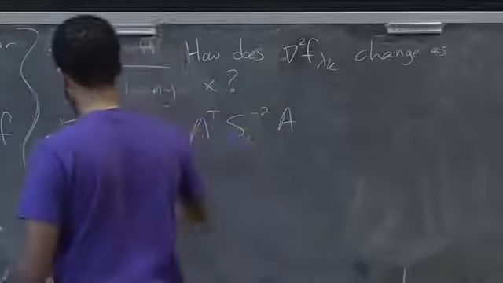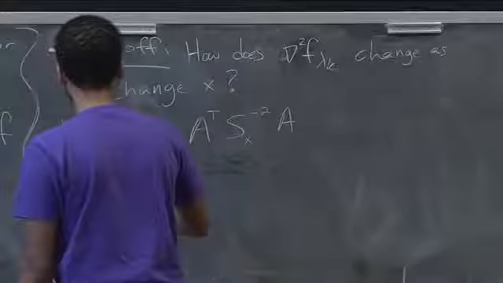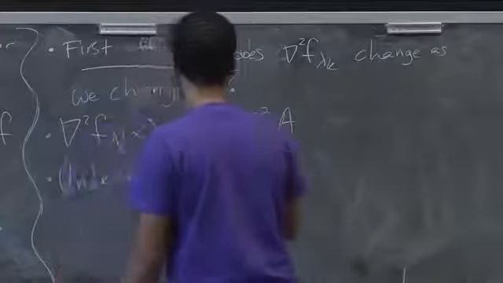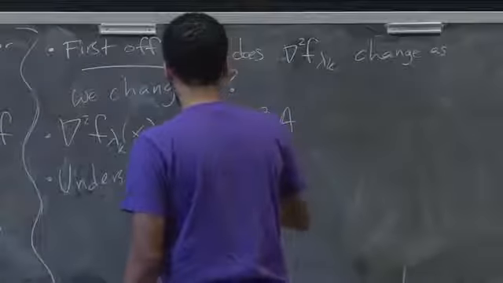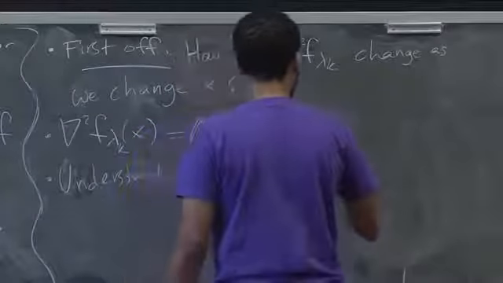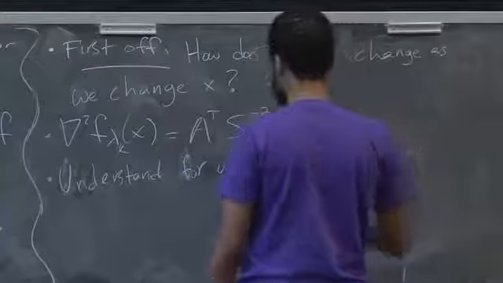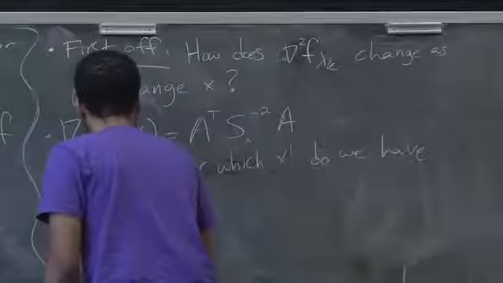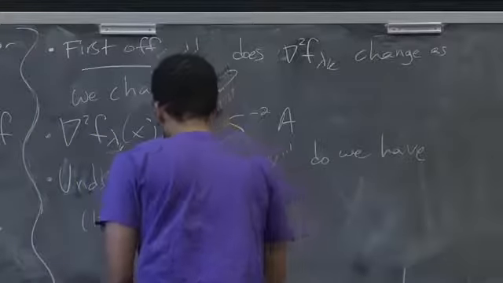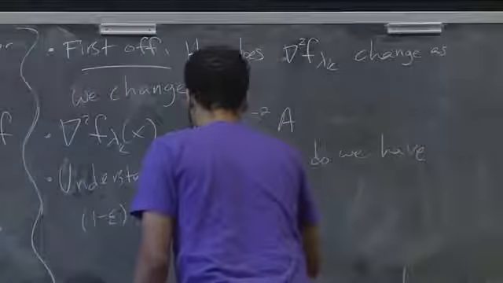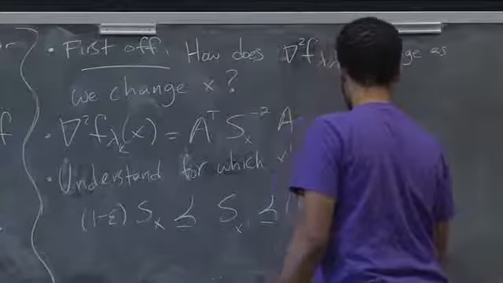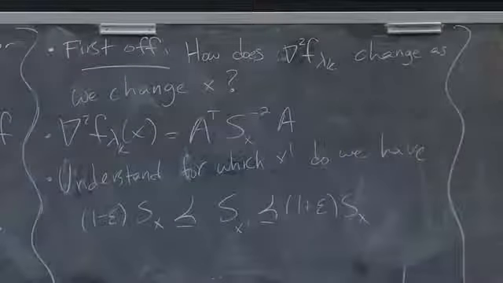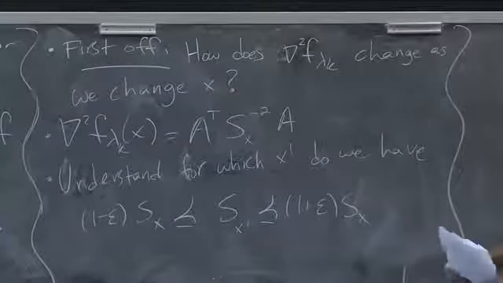So I want to understand for which x prime the slacks don't change by much: 1 minus epsilon times s of x is at most s of x prime, which is at most 1 plus epsilon times s of x. First, let's understand this before we continue.